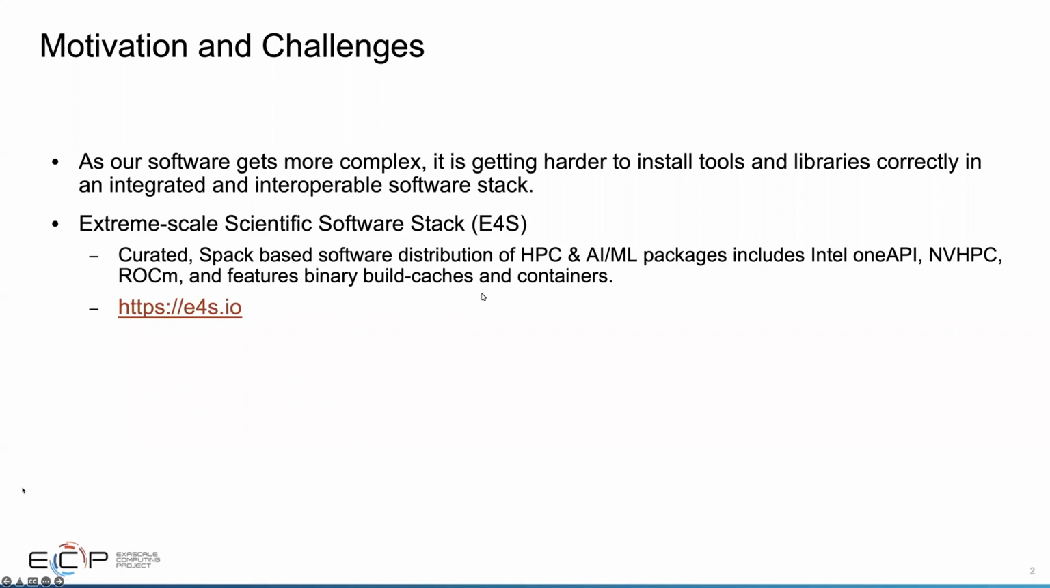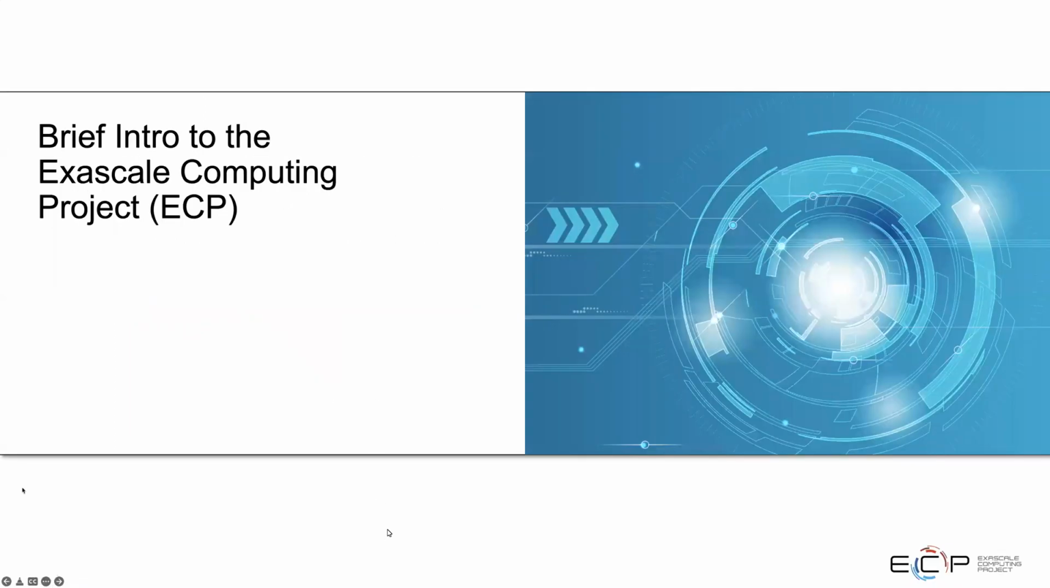And it includes vendor software stacks as well. It includes Intel oneAPI. It includes NVIDIA's NVHPC, AMD's ROCm, and it features binary build caches as well as containers for HPC. You can learn more about it at this e4s.io webpage. But before I delve into that, let me just give a brief introduction to the Exascale Computing Project, or ECP.